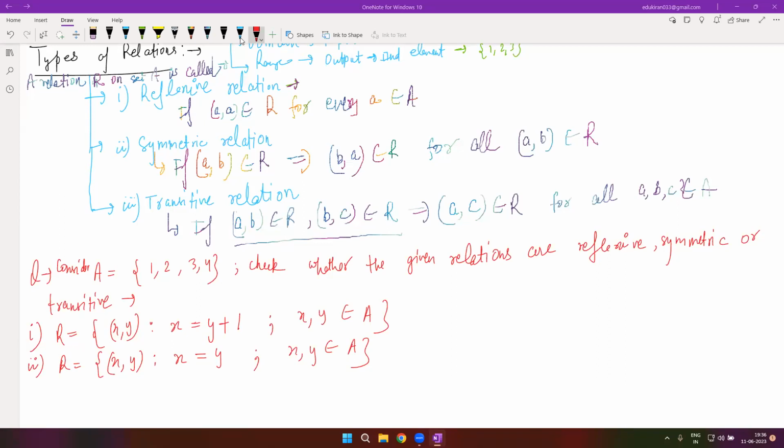Yes, the first one is, I think, sir, not reflexive, symmetric, and transitive. Okay, what's the answer? But what is your relation first of all? 2 comma 1, 3 comma 2, 4 comma 3. 2 comma 1, correct. 3 comma 2, 4 comma 3. 4 comma 3, correct.